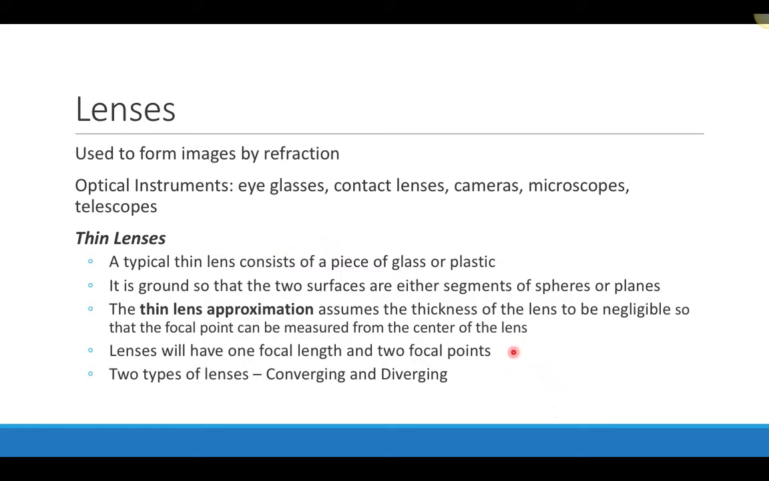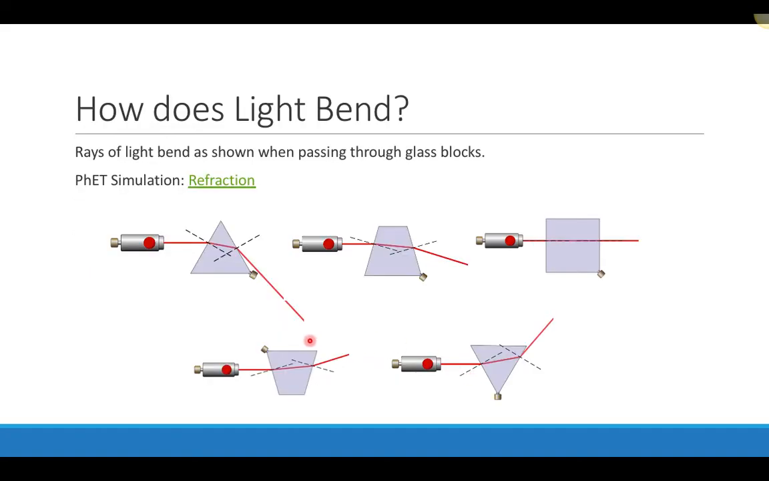The lenses that we'll talk about will have two focal points and one focal length, and I'll define what those two terms are. And there's two different types of lenses that we can talk about: converging and diverging lenses. So we want to think about how light actually bends, and we could do this with the PhET simulation, but instead of pulling that PhET simulation up and drawing all these pictures, I made the PhET simulations and then took those pictures from it.